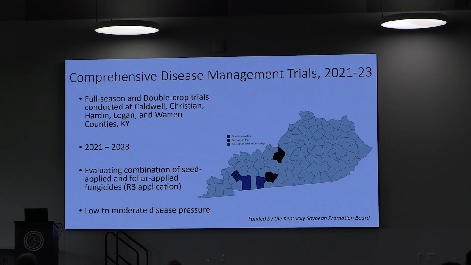This is funded by the Kentucky Soybean Promotion Board, where we're looking at both double crop and full season soybeans. And we're evaluating several things. We're looking at seed treatments and foliar fungicides. I'm just going to talk about the foliar fungicide component of this right now, but we've had low to moderate disease pressure. And you can see on the map where we've had our different trials.